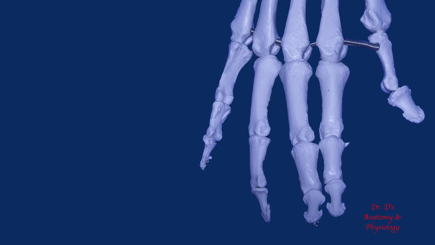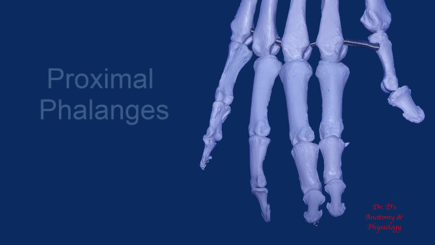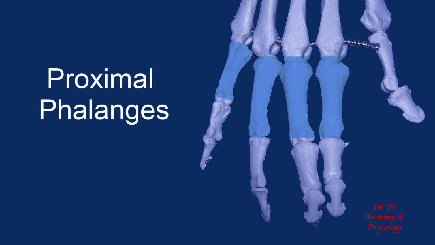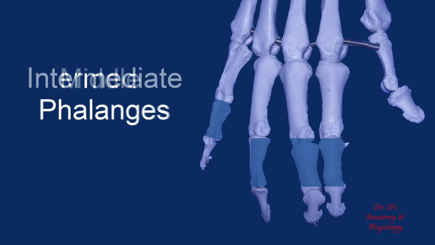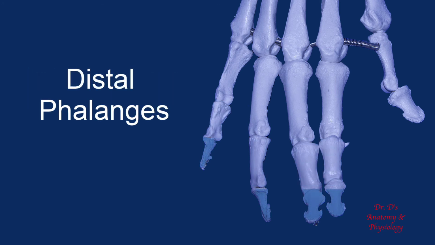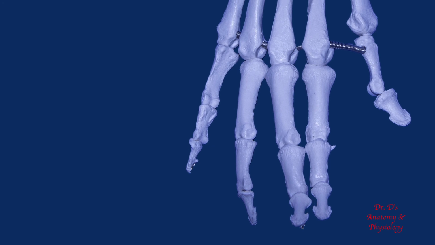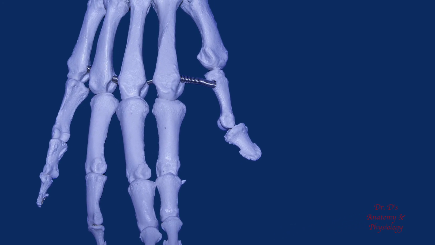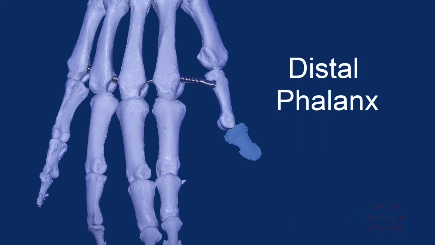There are 3 phalanges in the 4 digits: the proximal phalanges, the middle or intermediate phalanges, and the distal phalanges. The thumb only has 2 long bones, the proximal phalanx and the distal phalanx.